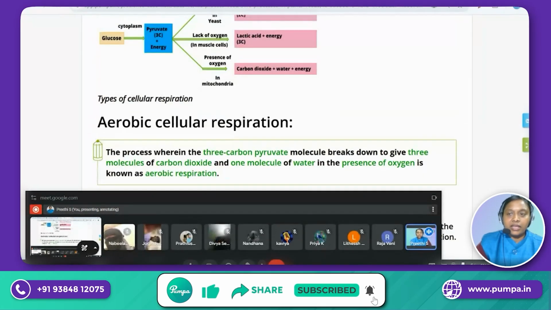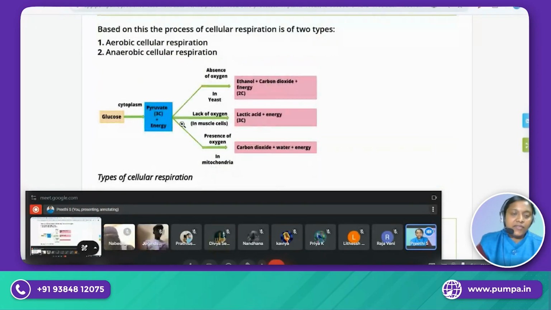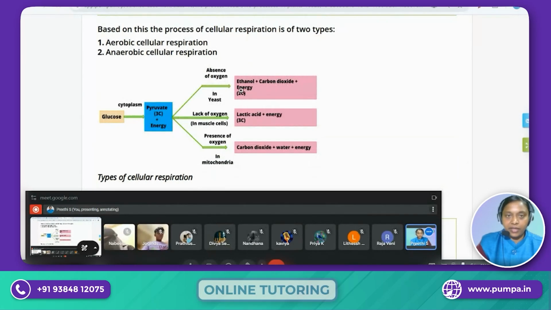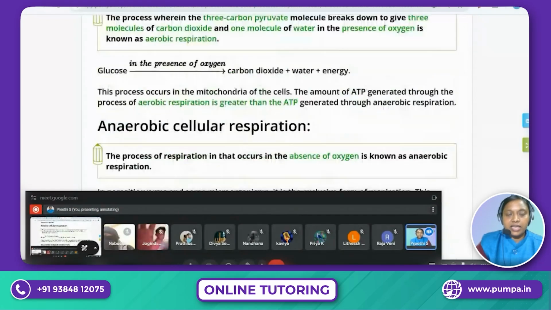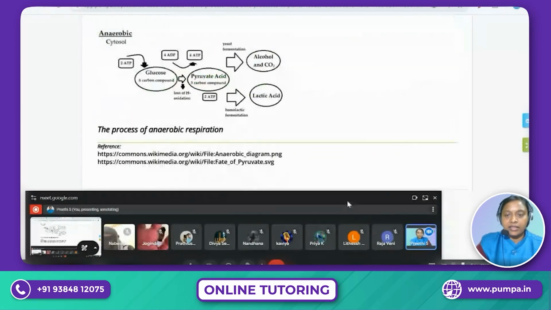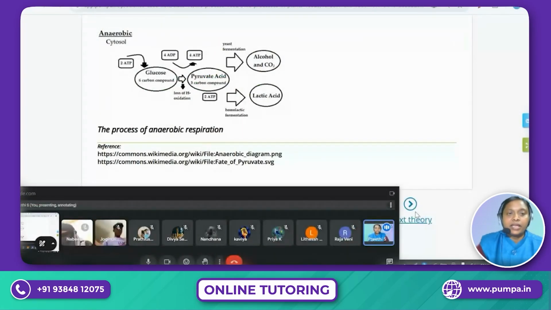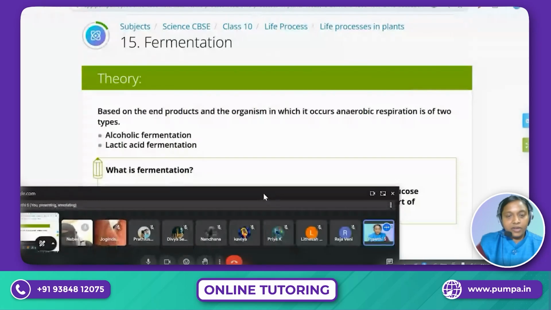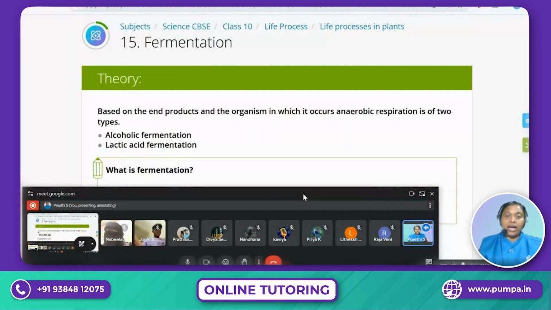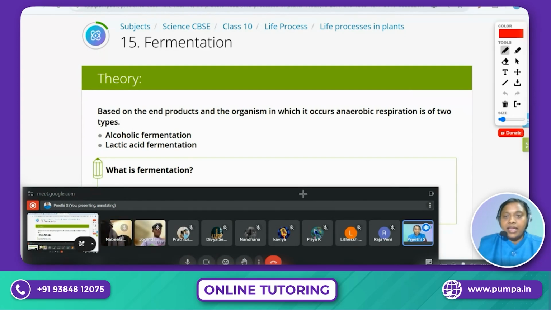Look at this. This one only we have done in the activity. In yeast, ethanol will be produced, carbon dioxide, energy. And next to it, the aerobic respiration, then fermentation. What is the other name for fermentation? It's nothing but anaerobic respiration. Anaerobic respiration in other terms is called fermentation.